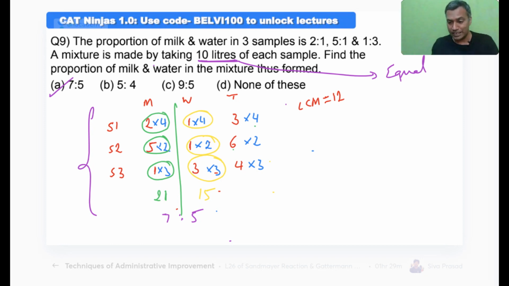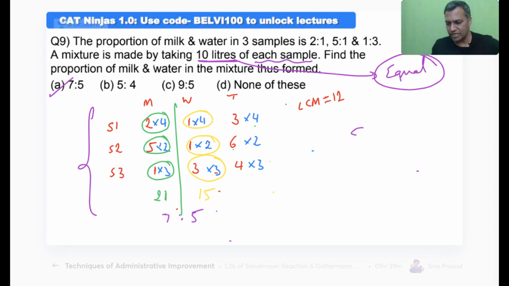A mixture is made by taking 10 liters of each sample. For me, that means equal quantities of each sample. The 10 has nothing to do with the answer. Some numbers are dummies, there just to intimidate us and kill our time. In some of my lectures, I told you there are some numbers which will not make too much sense to us. Are you all getting this point?